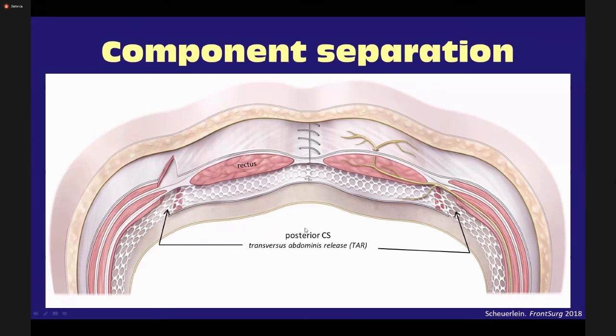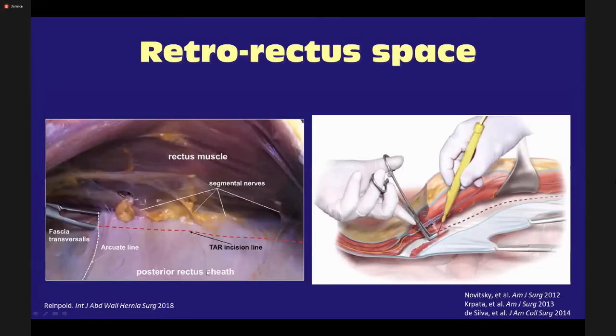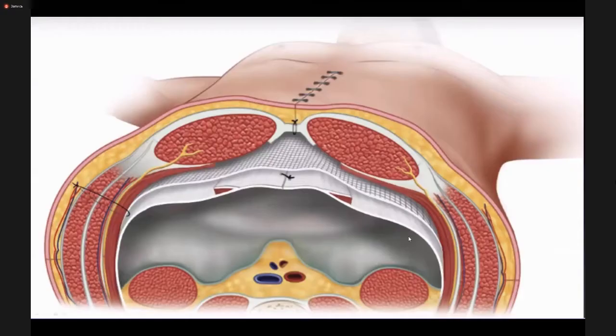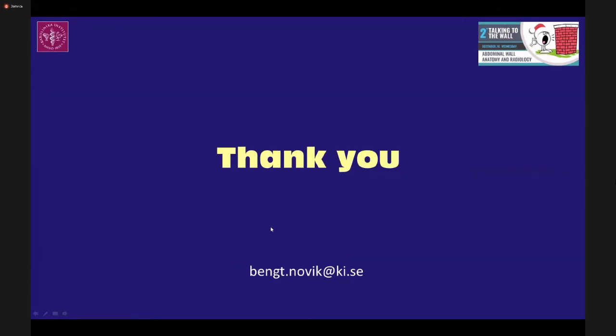You can also do that posteriorly, and then it's important, of course, to understand this anatomy here, to take care of this nerve and to get into the preperitoneal space here. This is a cadaver photograph showing the arcuate line, just to make sure that the incision is medial to the nerves. And the same thing shown here. In this way, you can not only release the tension, but also put in a very big mesh. That was my 10 minutes. Thank you.